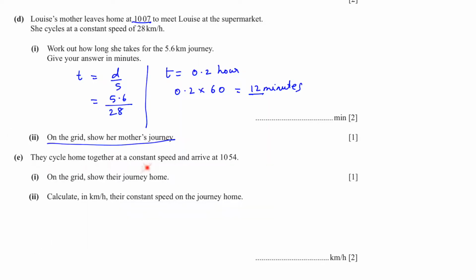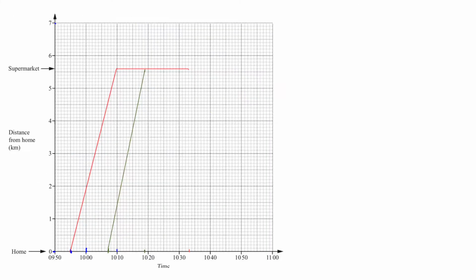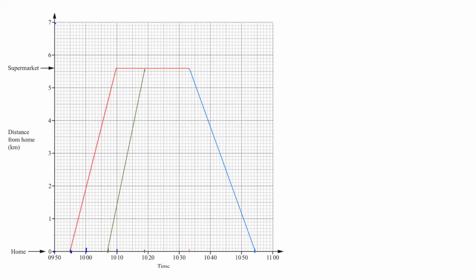They cycle home together at a constant speed and arrive at 10:54. On the grid, show their journey home. So they arrive at 10:54. We draw the two lines together when they leave from the supermarket and they reach home.